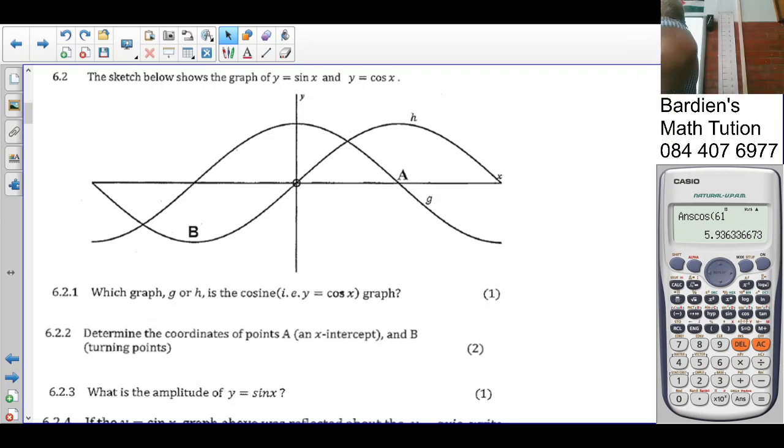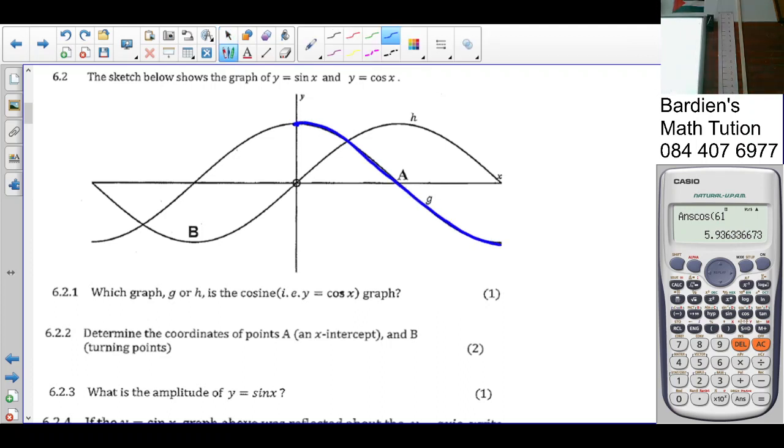Which graph is the cos graph? We know the cos graph starts up top at its maximum and it comes down like that. So which graph is going to be the cos graph? The G graph. G of x is equal to cos x. You all agree with that? So if G of x is cos, then this has to be sin x. You all okay with that?